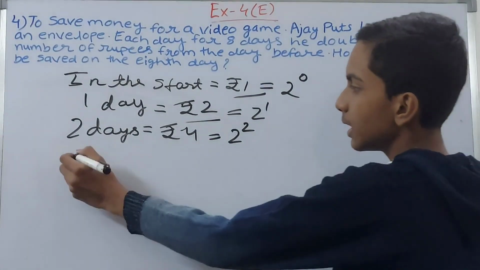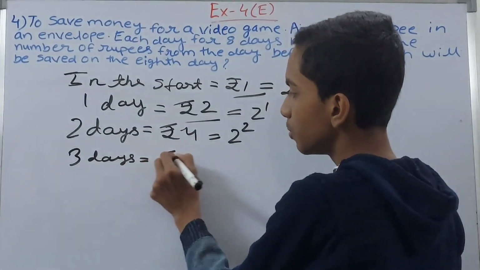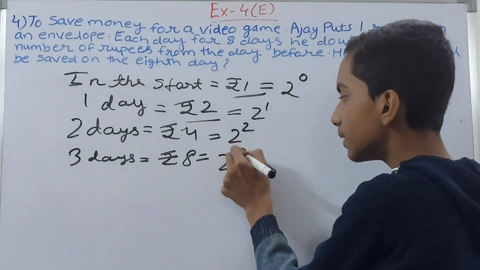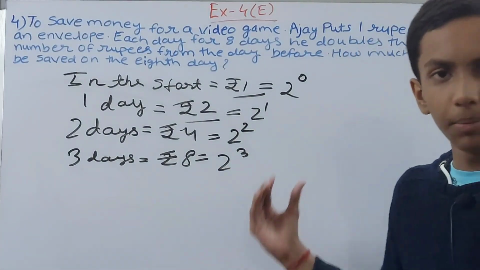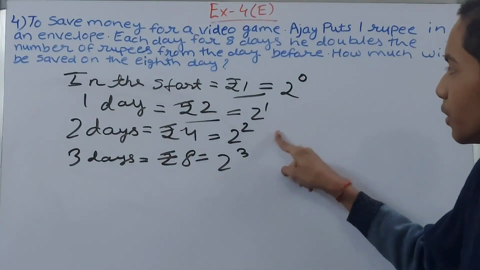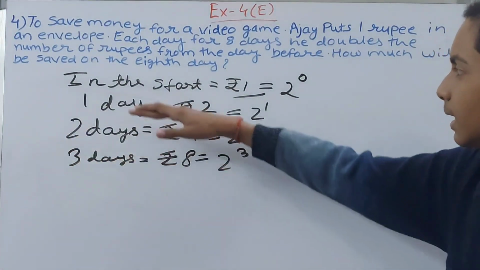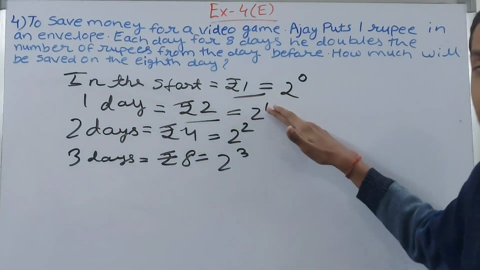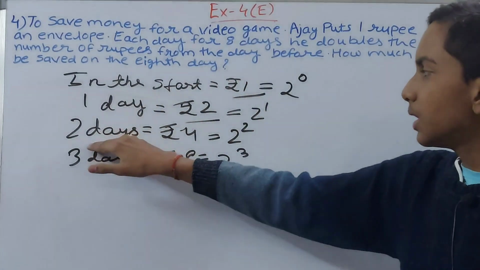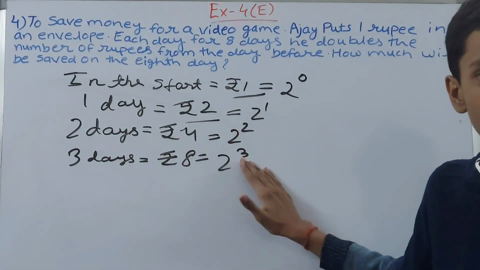And if I say after 3 days, what will he have? Double of 4, that is rupees 8. This becomes what? 2 to power 3. So you see here, there is a pattern that we found. That is the increasing number of exponents: 0, 1, 2 and 3. After one day, the exponent was 1. After 2 days, our exponent became 2. After 3 days, our exponent became 3, right?